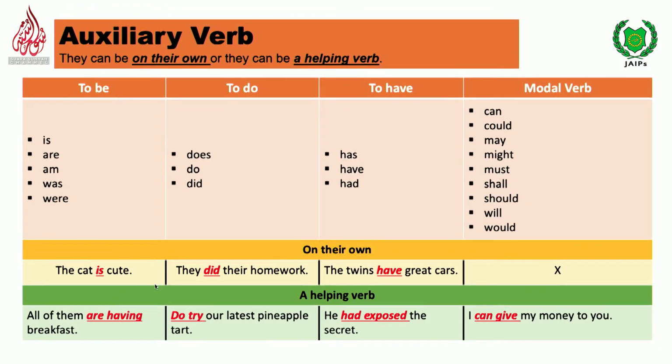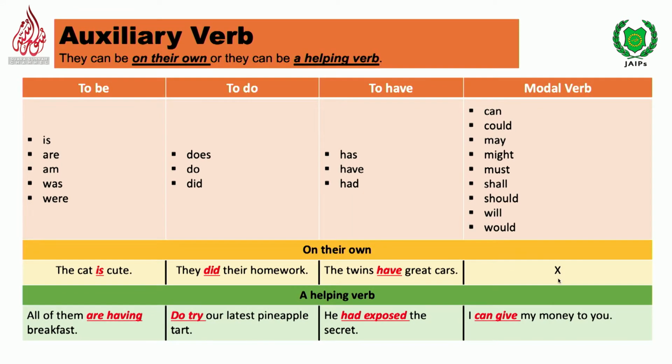The cat is cute. Next one, they did their homework. So did here is the auxiliary verb used on its own. And then we have the twins have great cars. We have have. Have is the auxiliary verb used on its own.